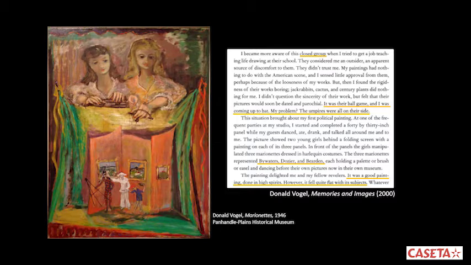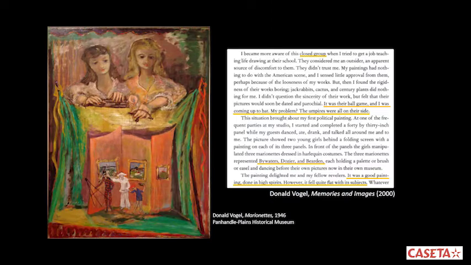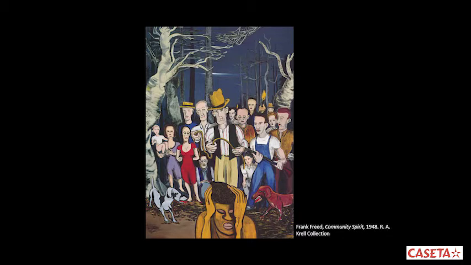Here's one you might not have noticed. This is Donald Vogel, and it's called Marionettes. And this passage is from Donald's memoir, in which he's talking about the group of artists that he found when he came to Dallas. They were a closed group. It was their ball game, and I was coming to bat. My problem, the umpires were all on their side. And he names them, Bywaters, Dozier, and Bearden. It was a good painting done in high spirits. However, it fell quite flat with its subjects. And Frank Freed, a Houston artist, a 1948 picture on community spirit.